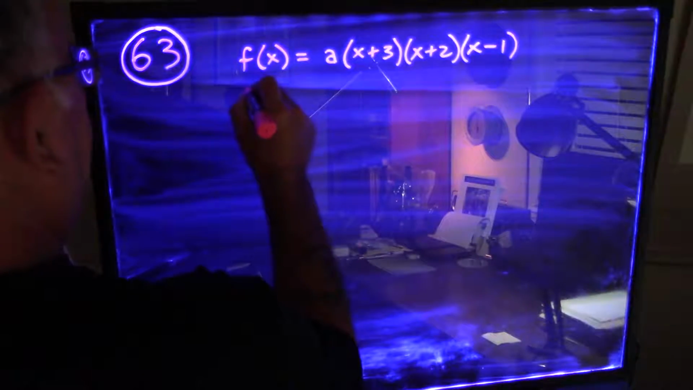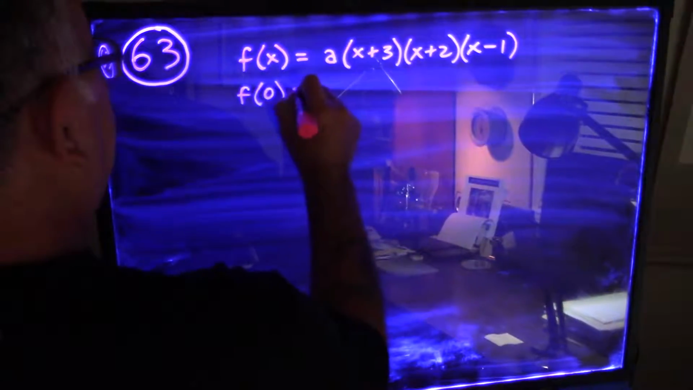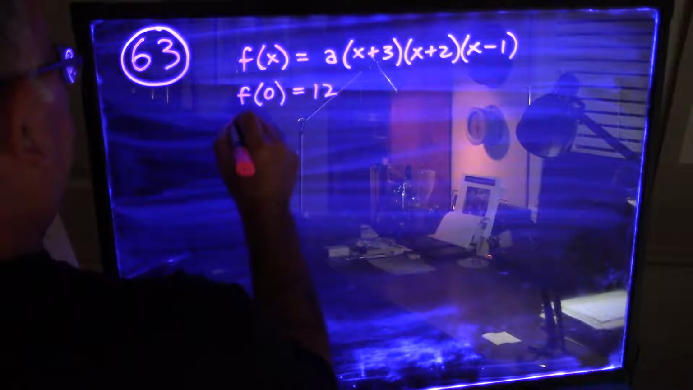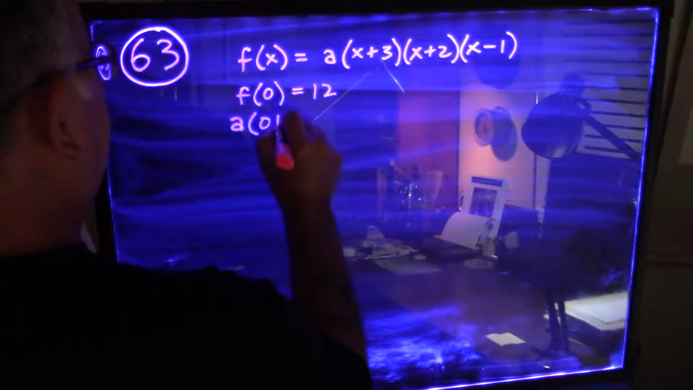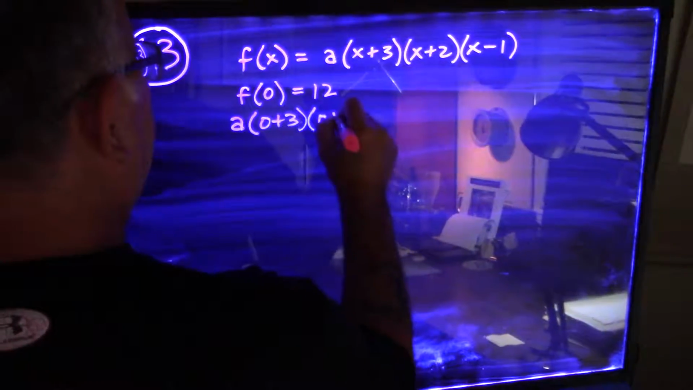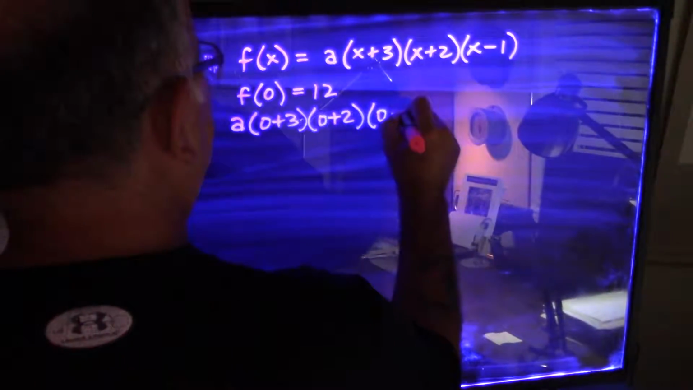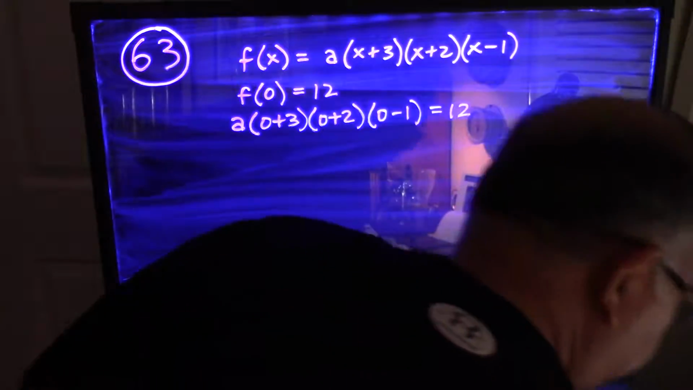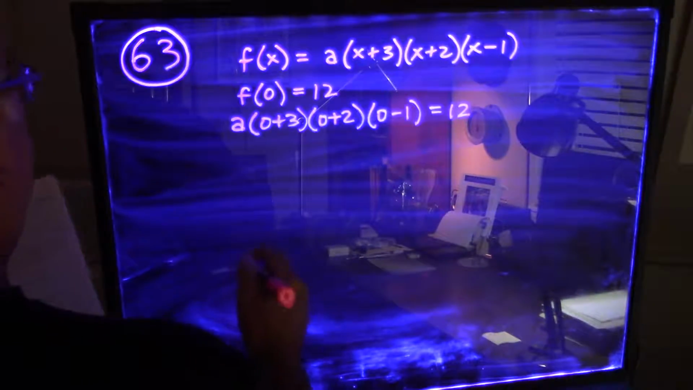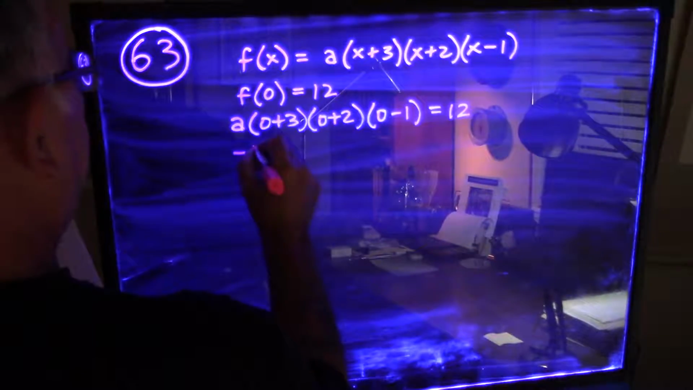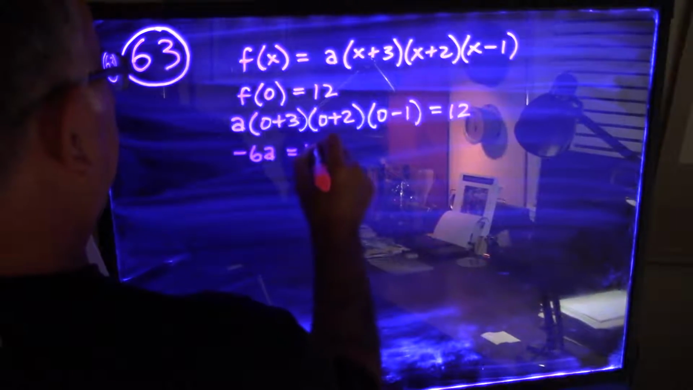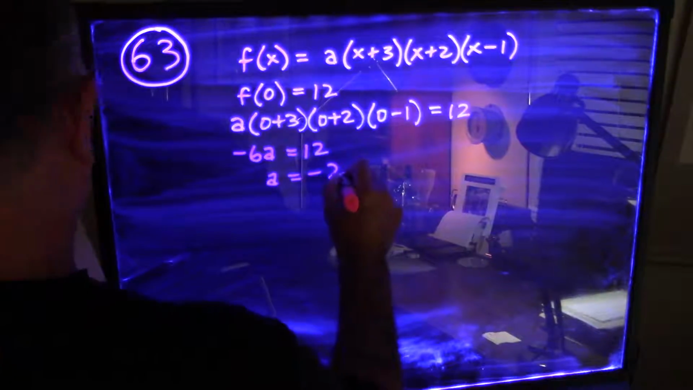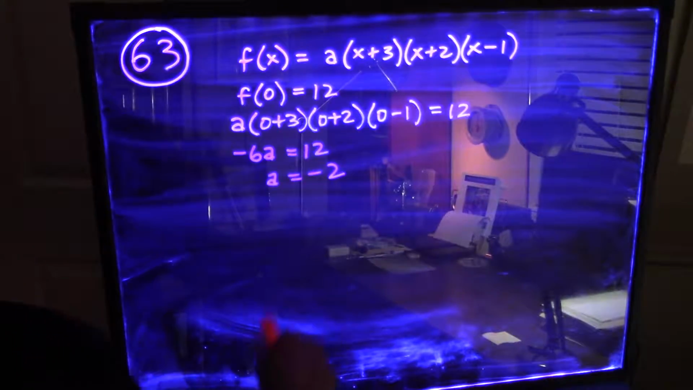And then use the y-intercept to get a. F of 0 equals 12. So we've got a times 0 plus 3, 0 plus 2, 0 minus 1 equals 12. So we've got a negative 6a equals 12, so a is equal to negative 2. So you let a equal negative 2 up here and you've got your function.